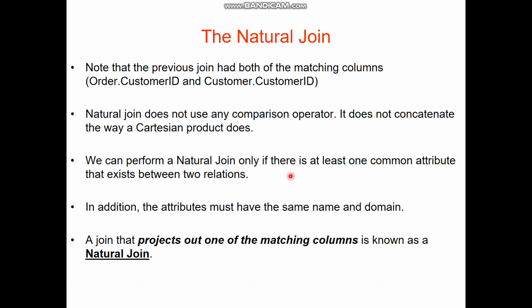Natural join, as discussed in the relational algebra, is when we don't have to mention the matching columns. A join that projects out one of the matching columns is known as natural join. So, for example, if we have two tables and there is a matching column, we don't need to mention the join condition. Like previously, we were mentioning the join condition on inner join, like inner join table 1 dot attribute 1 is equals to table 2 dot attribute 1. So that condition doesn't need to be mentioned here. Why? Because we are using natural join, which automatically joins the two tables.